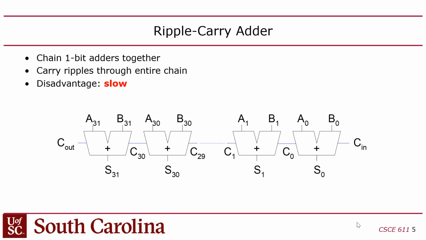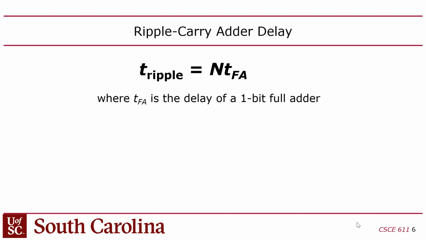So basically, the propagation, the critical path is essentially from the first carry in to the last carry out. And what is that? Well, it's pretty simple to figure out. It's just n times the propagation delay of one full adder. You just multiply it. Like if it's a 32-bit adder, it would be 32 times the propagation delay of one full adder.